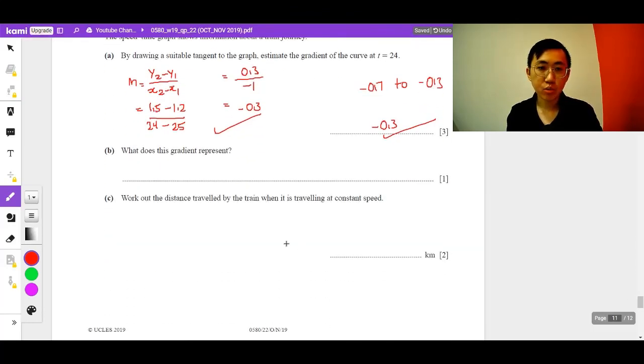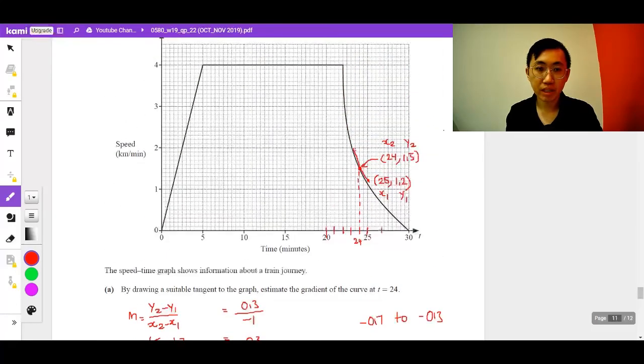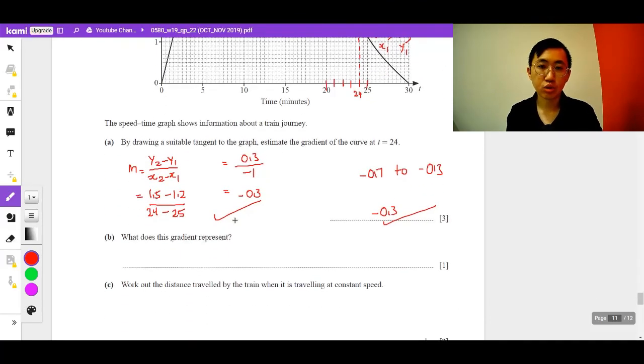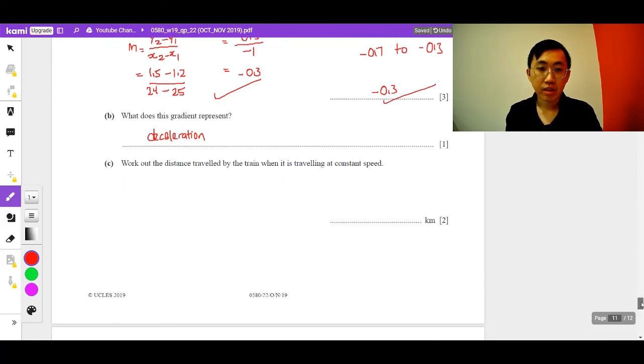Now let's do B. What does this gradient represent? Remember, for a speed time graph, your gradient represents acceleration or deceleration. So for this graph, I can see that we are representing deceleration just now. Alright, that gradient just now was deceleration. Okay, now work out the distance traveled by the train when it is traveling at a constant speed. That is the keyword, constant speed. Alright, let's show you the graph again.